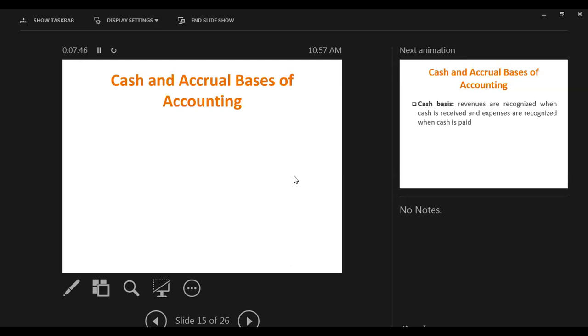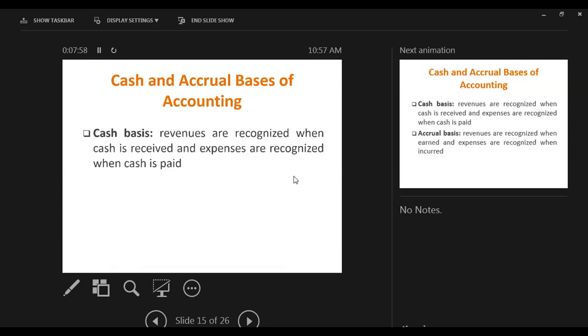So you have to know the meaning of cash basis and the meaning of accrual basis. Now I'm going to show you the definition and examples, although you already learned it in your previous course. I just repeat again. This is the definition of cash basis. Cash basis says that we have to record revenue when we receive cash, and we have to record expense when we pay cash. Do you understand?